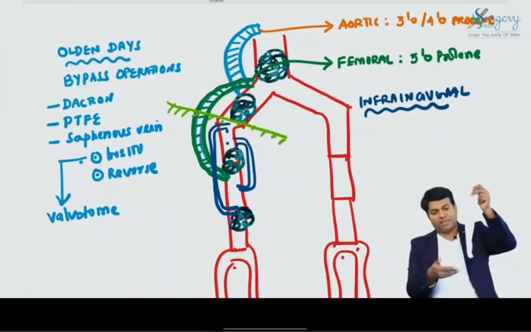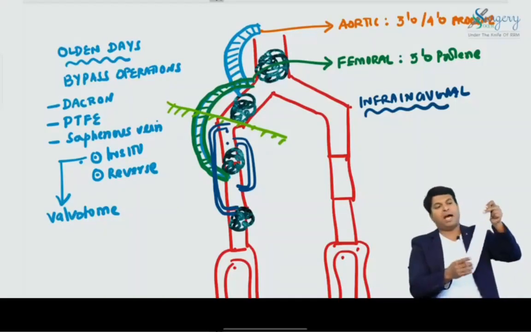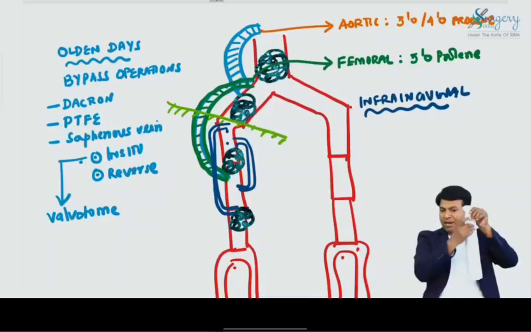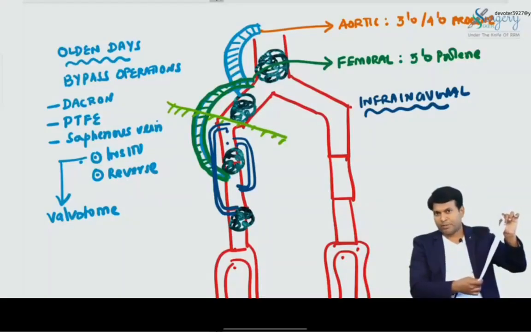Because the direction of the saphenous vein is from below upwards, I will destroy the valves and use it in situ between femoral and popliteal, femoral and tibial. If I'm going to reverse it, there is no need to destroy the valves. Please remember, reverse saphenous vein, no need of valvulotome.